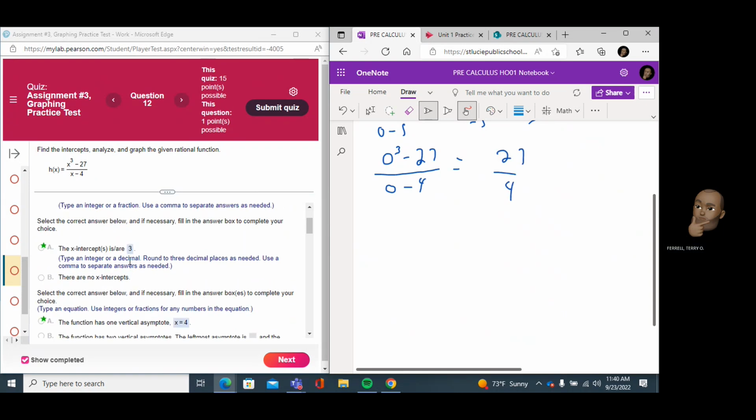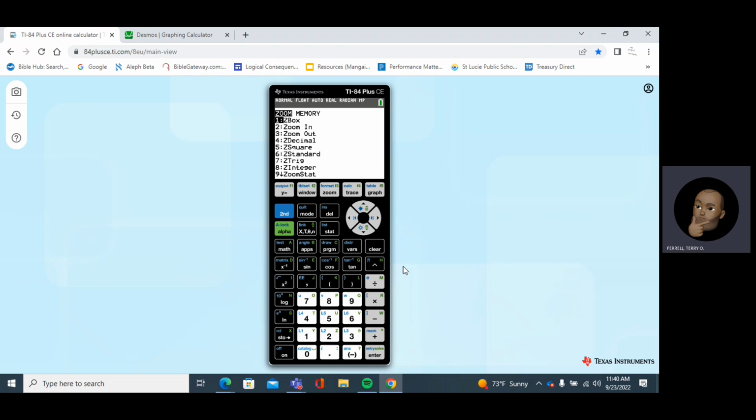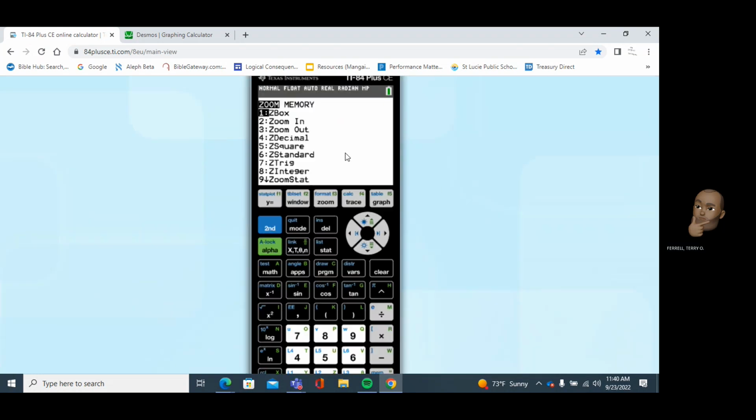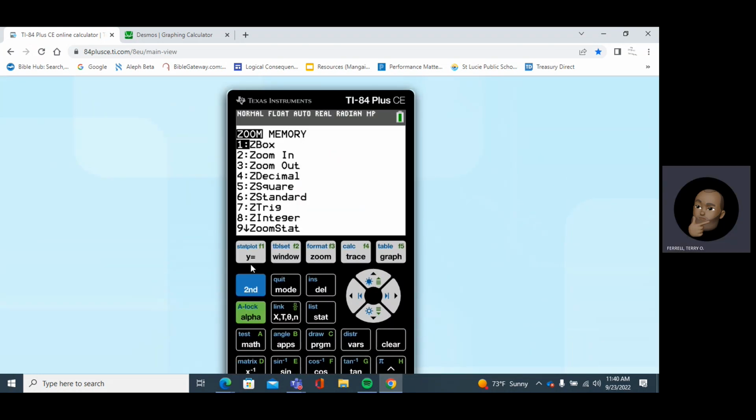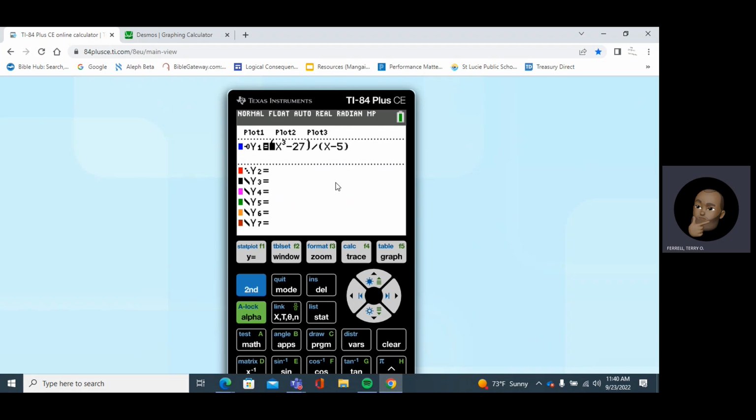Easy enough? For the x-intercept, that's where the graph crosses the x-axis. You can do that by hand, but don't. Just use your software. Use your tool. So I'm going to show you how to do this in your TI-84, because this is what you're going to have on the test. Let me see.